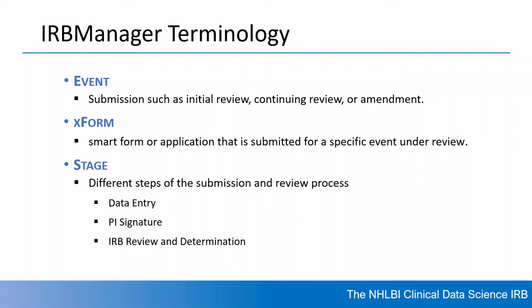Stages are different steps in the submission and review process. IRBManager passes an X-form through various stages of IRB review. The first stage is data entry, where the principal investigator or an authorized submitter will complete the X-form and submit. If the submitter is not the PI, notification will be sent to the PI that an X-form is awaiting final review and signature. Once the PI has signed the X-form, it is formally submitted to the IRB.